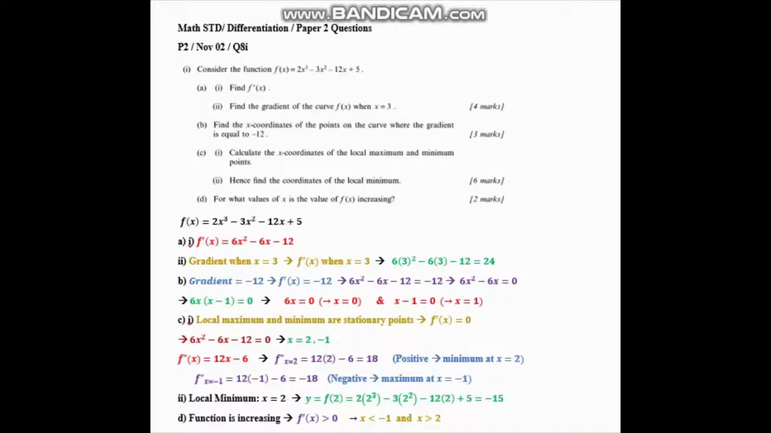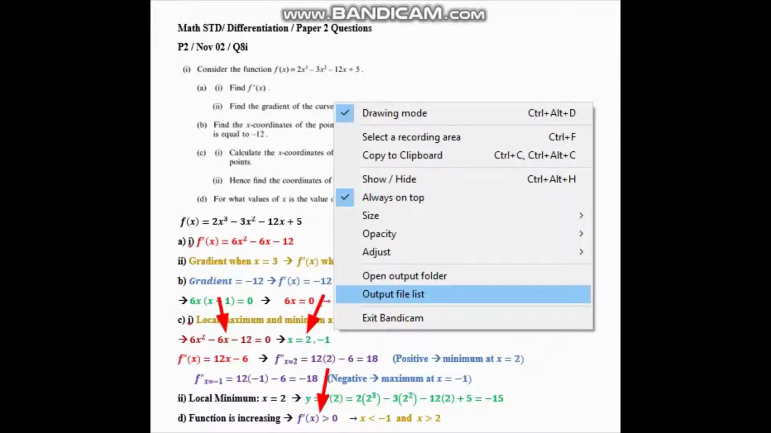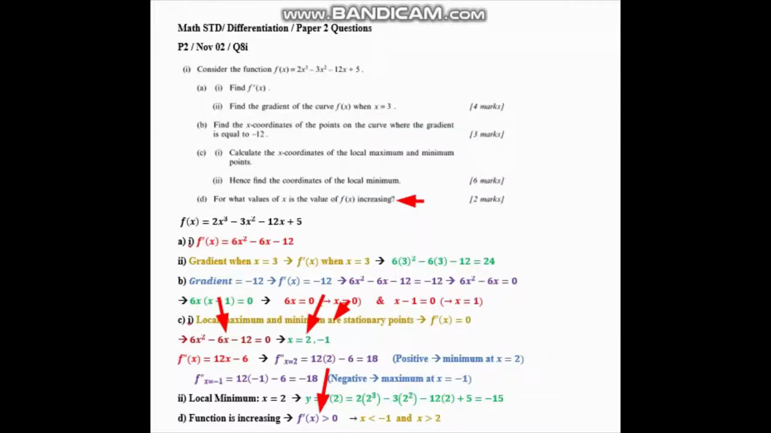Finally, in question (d), you are required to state for what values of x the function is increasing. So if f of x is increasing, then f dash of x is positive, or greater than 0. So I shall simply solve this equation. However, instead of equal to 0, I shall use greater than 0, and this is an inequality. So since the sign is greater than, the answer shall be greater than the bigger number or smaller than the smaller number. So either greater than 2 or less than negative 1.